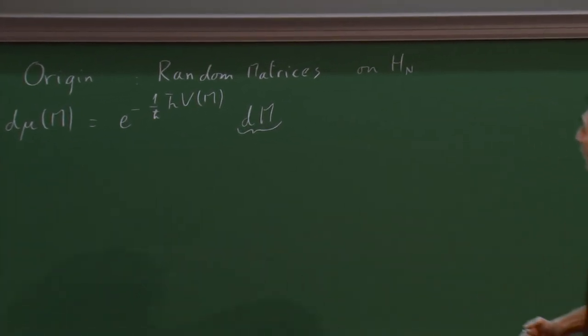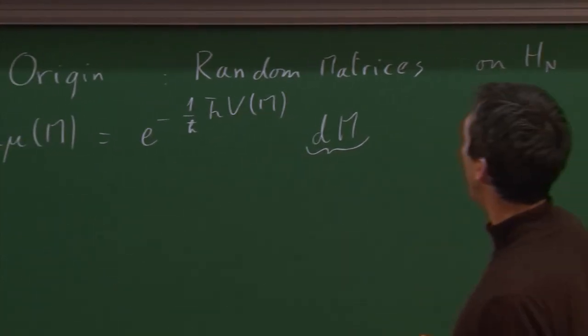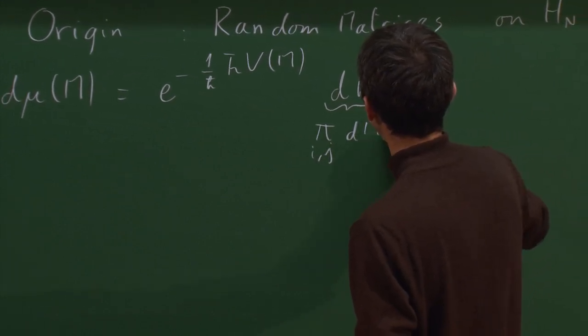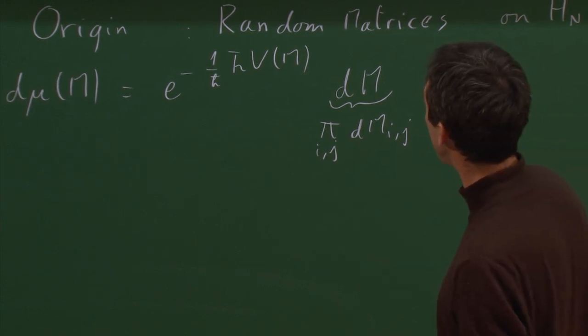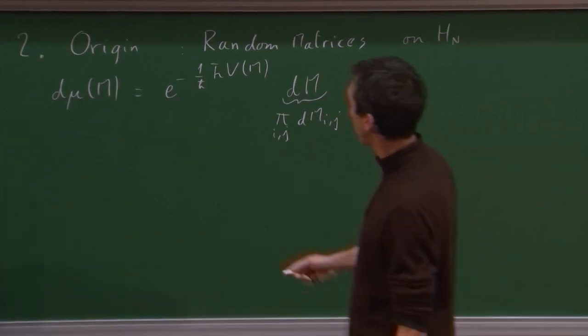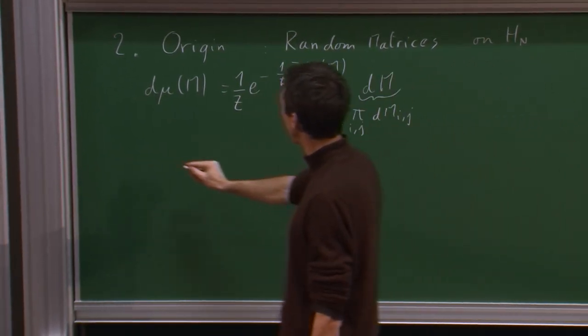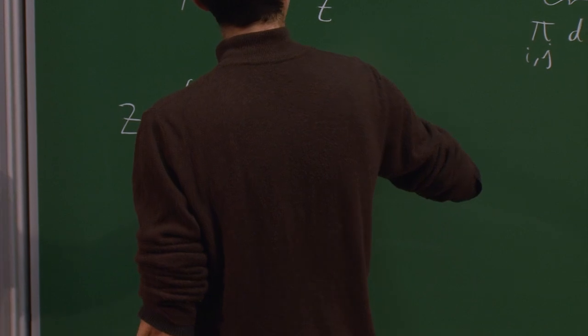And here dM is in fact the product, we work on the space of Hermitian matrices of size N. d mu will be something like that, where this is just the product over i and j of dM_ij. I mean, the product over all real components, it's just the Lebesgue measure on H_N. So the invariant Lebesgue measure, and I will just write it dM. So it's a random matrix measure, and we want to normalize it by the partition function. So the partition function is the integral over dM of e to the minus 1 over h bar trace of V of M.